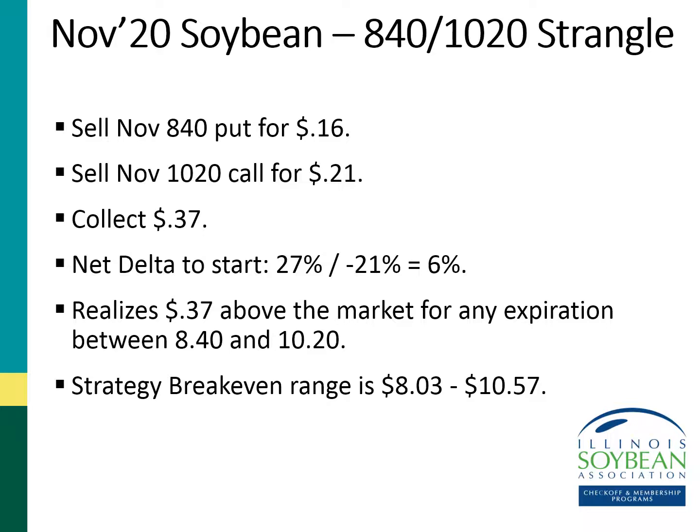We're going to start out by selling the November 20 8.40 put for 16 cents. We're going to sell the November 20 10.20 call for 21 cents. We're going to collect 37 cents. So the delta on this is not quite neutral, but pretty close. If we look at the delta of the call, it's 27% positive, the put 21% negative. So the net delta to start is 6%.